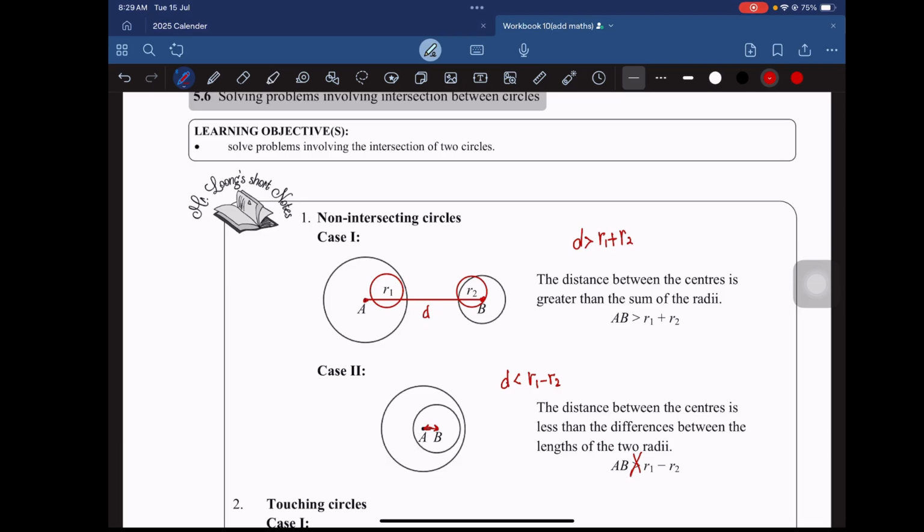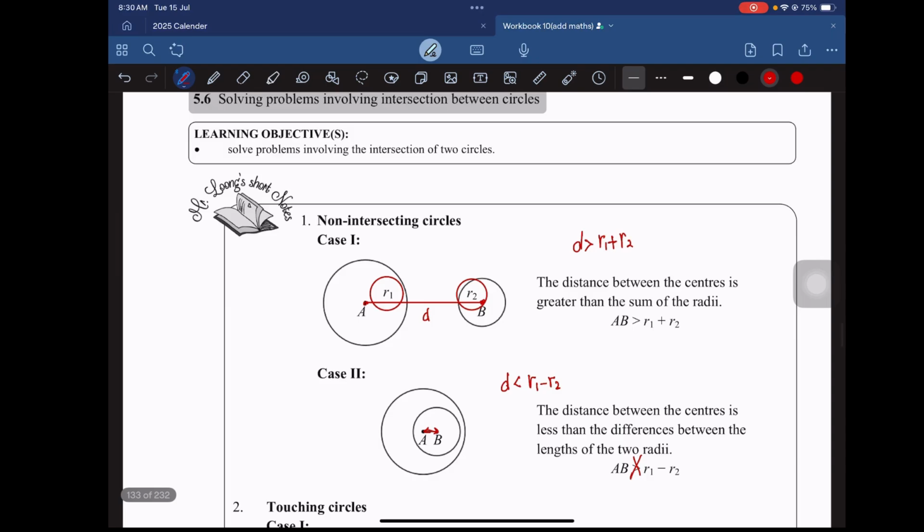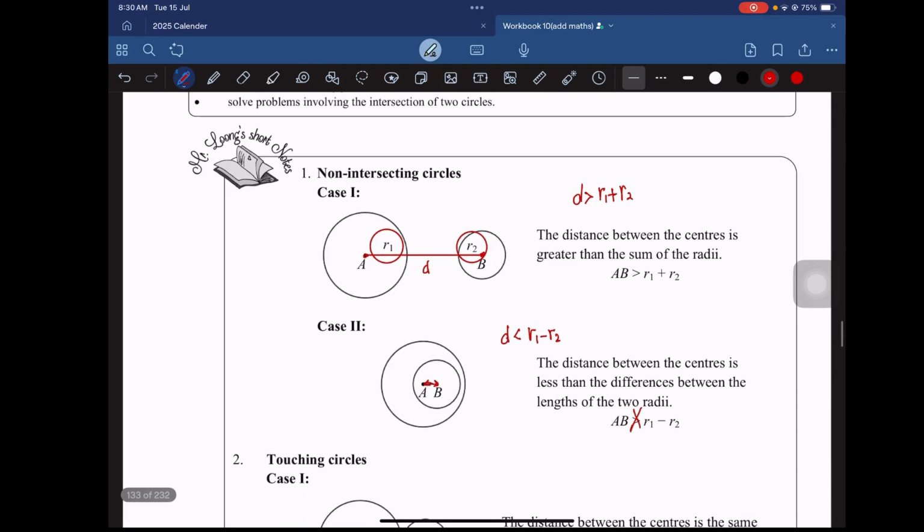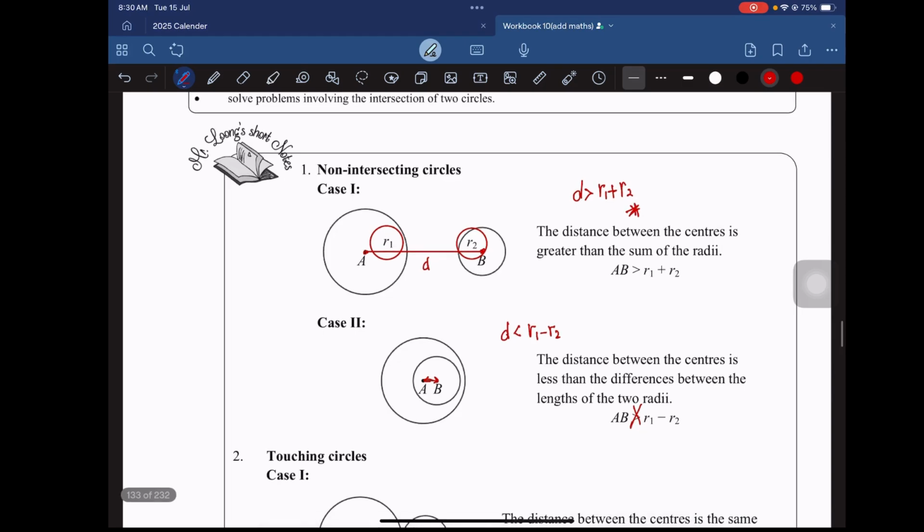So there are two cases of not intersecting. One is that they are not intersecting, but they are outside of each other, or they are not intersecting, but one of them is inside of the other circle. So this is when the D, the distance, is greater than R1 plus R2. Then the other one is D is less than R1 minus R2.